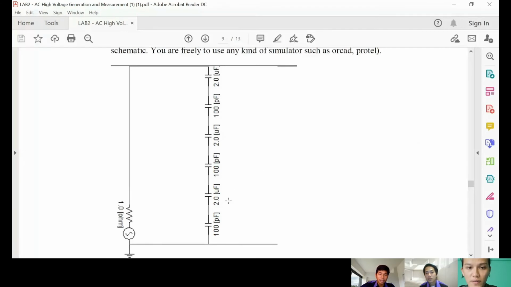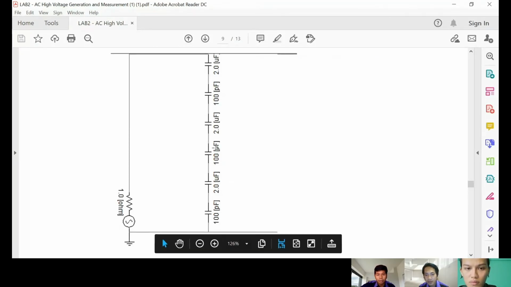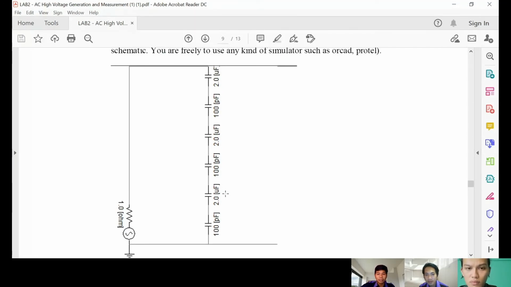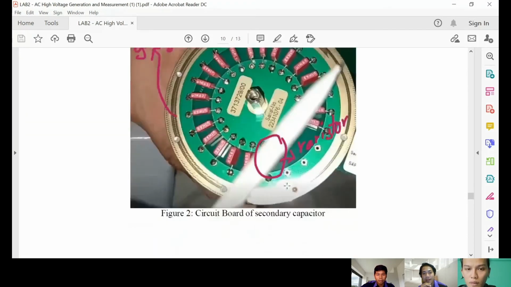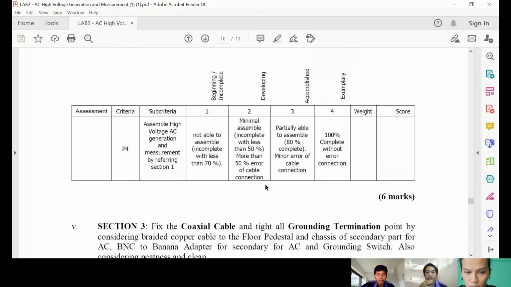We will use six capacitor components in series in the circuit, which are 100 picofarad, 2 microfarad, 100 picofarad, 2 microfarad, 100 picofarad, and 2 microfarad. Next, I will pass to the next presenter, AZZAM.